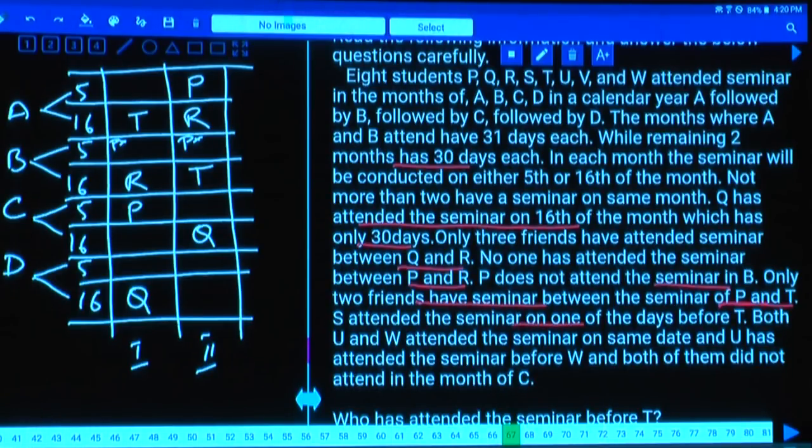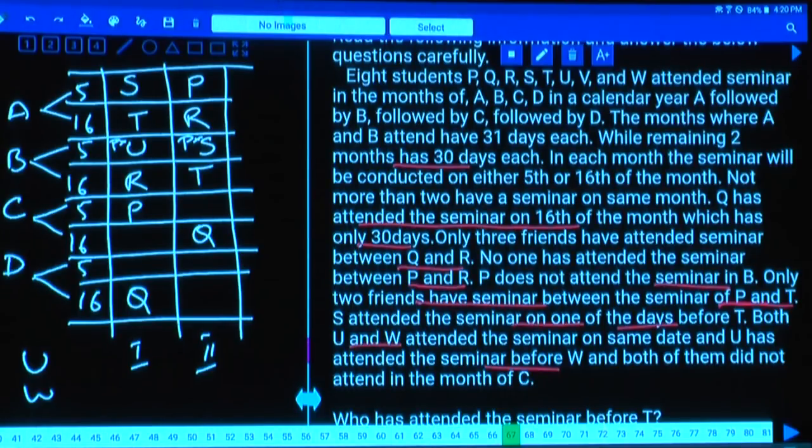Before T. Both U and W attend the seminar on the same date, and U has attended the seminar before W. U and W on the same date, and U is before W. Now, in this one, U must be on 5th, and here W must be on this one, on the same date in different months. And U is before. Now, what is left over here? 5 left over, 5 left over, and 16. Here also U is here, and W will be here. Done with this? Then finally, what is left over here?